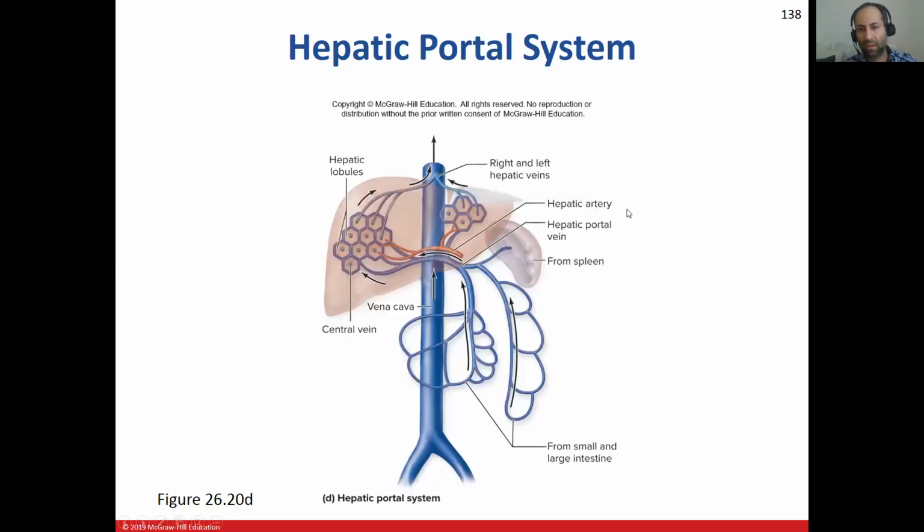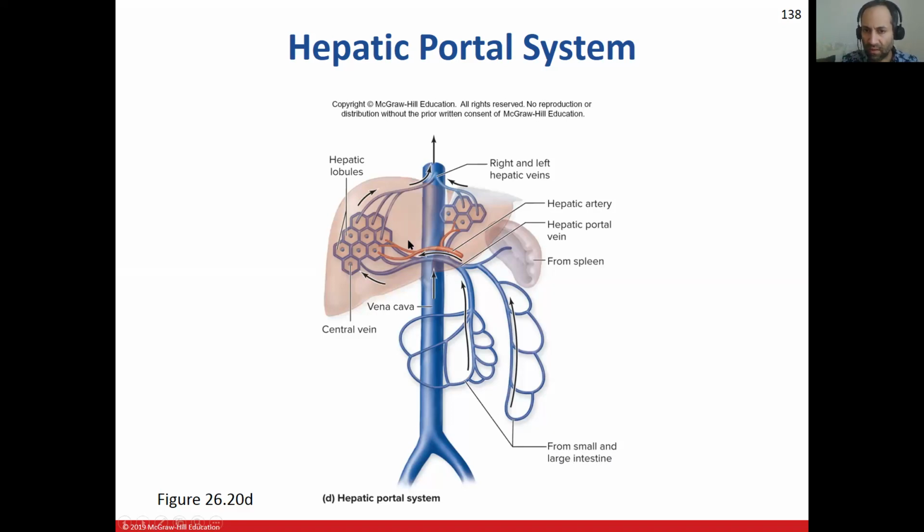Looking at the hepatic portal system, what is it basically made up of? It's made up of the hepatic portal vein, as you see here. And what does the hepatic portal vein do? It is formed by the convergence of all these different veins from your digestive organs. So it carries all of the digested foodstuff from your intestines, your small and large intestines, to the liver for further processing.